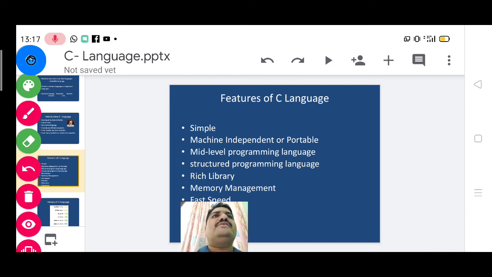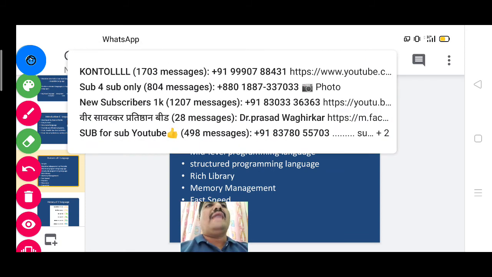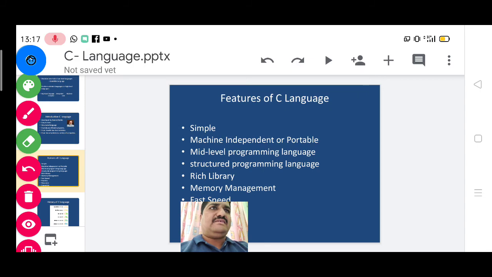And then pointers. C provides the feature of pointers. We can directly interact with memory using pointers. We can use pointers for memory, structures, functions, and arrays. There are several kinds of pointers available in C language.